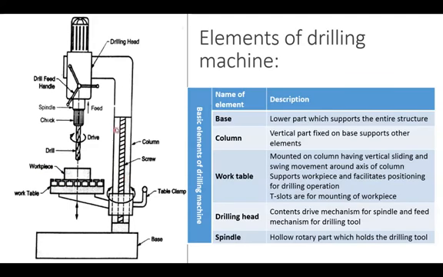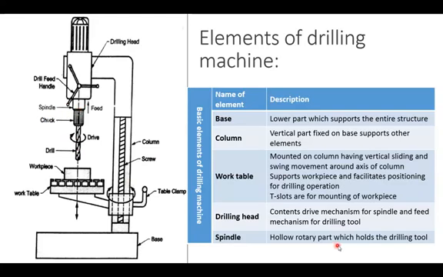This one is the column. It is a vertical part fixed on the base support. This work table can be swung around this vertical column and it can be moved in an up and down direction. Next, the drill. It is the tool which is used for making the holes. Chuck, then spindle.